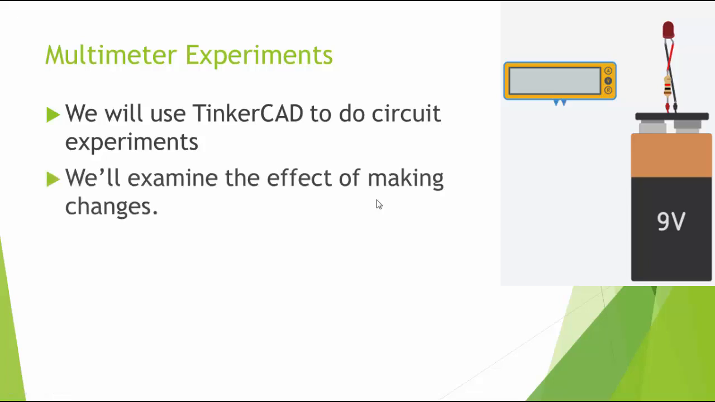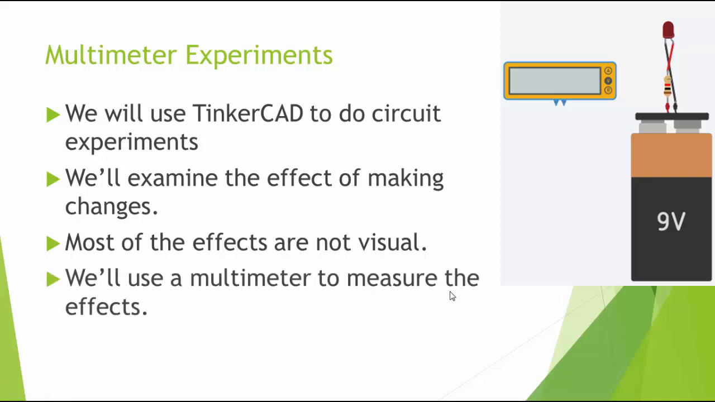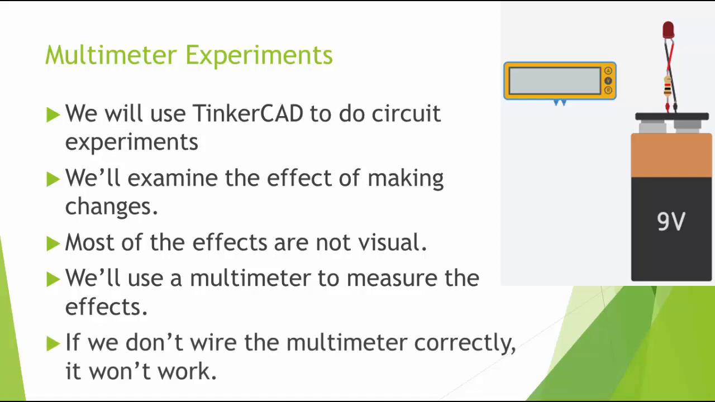and using the multimeter in the correct fashion, according to the other video that we assigned for today, you will be able to see what happens when you make changes to your circuit in terms of potential, resistance, and current. And this very much reflects the real world. Lots of circuits are not visual in terms of what occurs when you make changes to them, and you need a multimeter to measure the effect of those changes. Also, like in the real world, if you don't wire your multimeter correctly, your multimeter will not function, and it won't give you the indication you expect. So you have to pay attention to the procedures for using a multimeter.